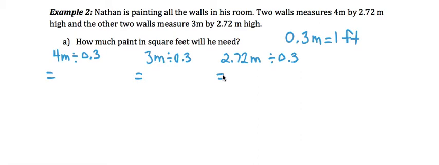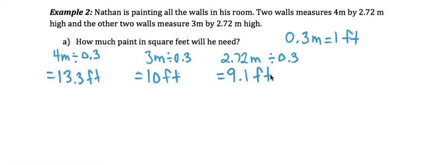So 4 divided by 0.3 gives us approximately 13.3 feet. 3 meters is 10 feet. And 2.72 meters is approximately 9.1 feet.